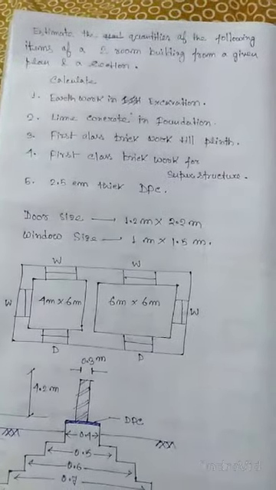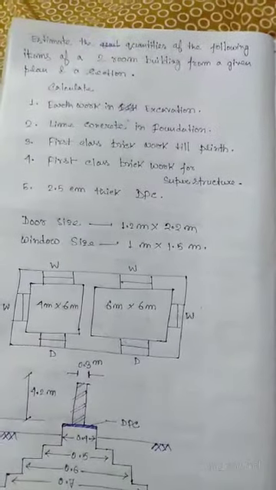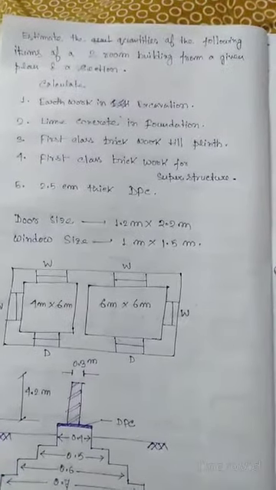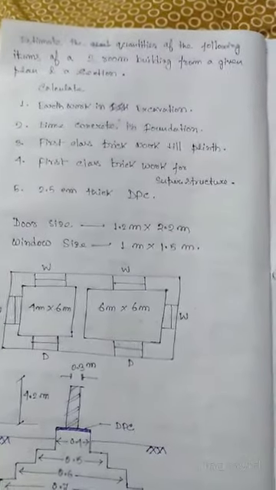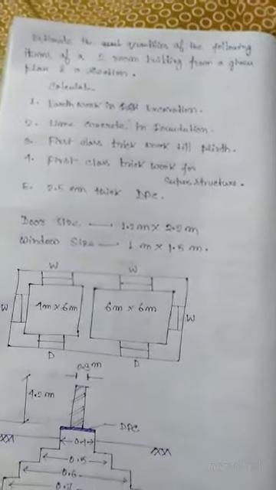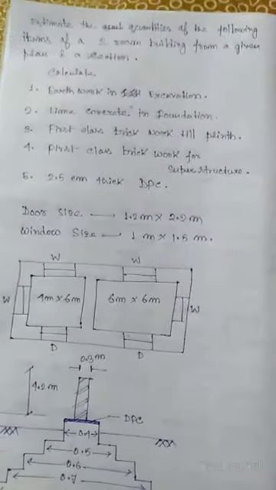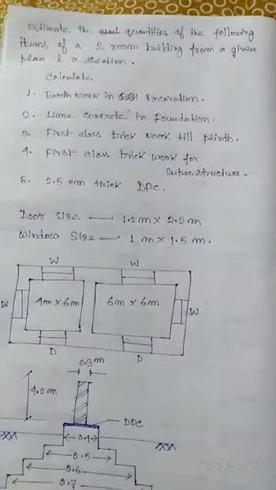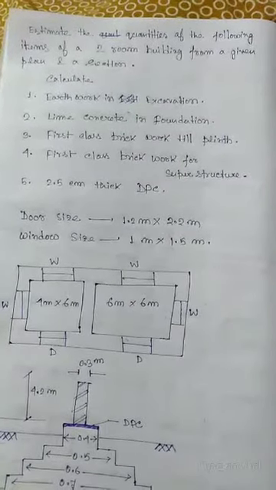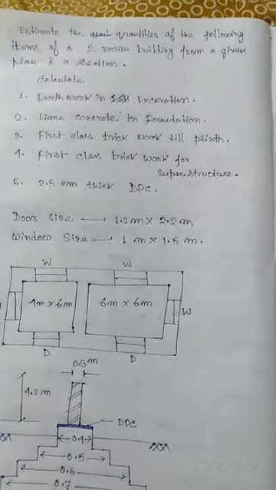So the first one is earthwork in excavation, then lime concrete in foundation, then first class brick work in the plinth, and next first class brickwork for superstructure, and the final one is 2.5 centimeter thick damp course or damp coating. The door and window sizes have been given. Door size is 1.2 meter into 2.1 meter, and window size is 1 meter into 1.5 meters.